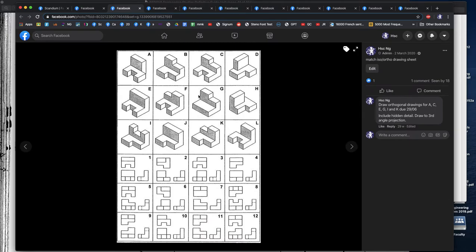Here I have some homework where we have pictorial drawings on the top and orthogonal drawings at the bottom, and eventually you get to a point where you can look at one and intuitively know what sort of shape it's going to look like. Which one is that? Matching it takes a little bit longer. I think it's E. Yeah, we'll talk about that in a second.